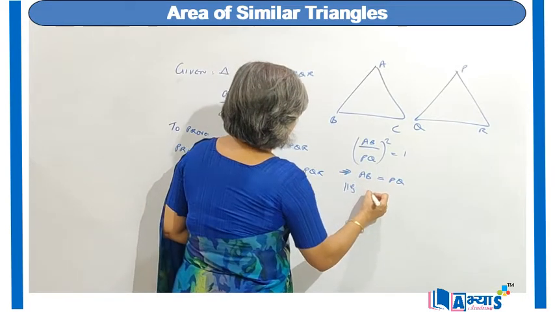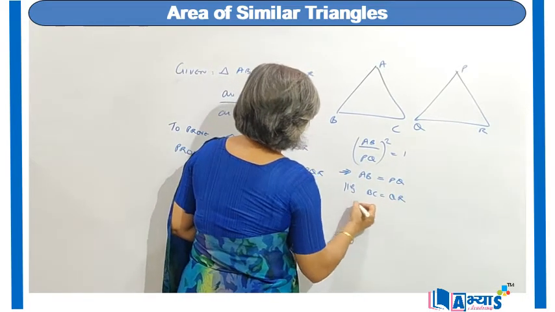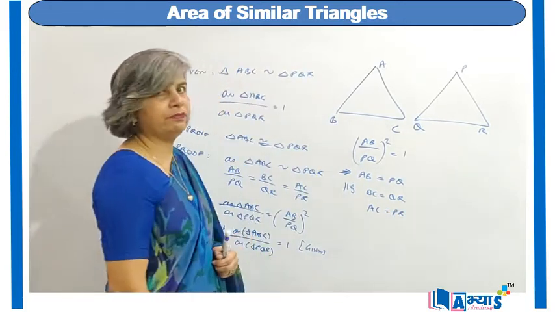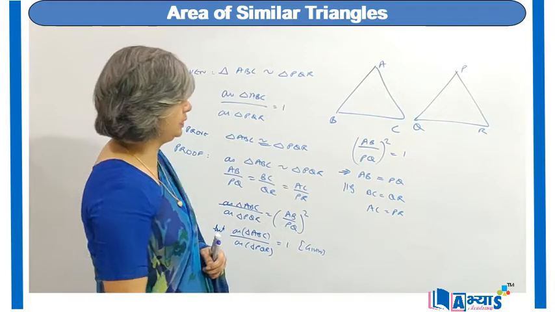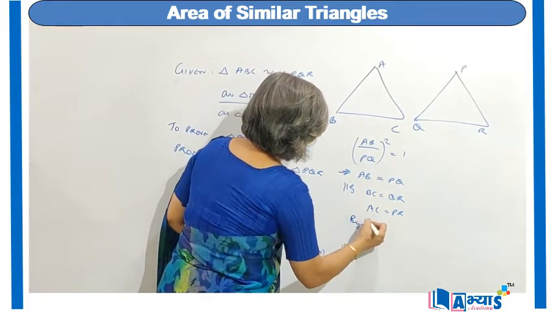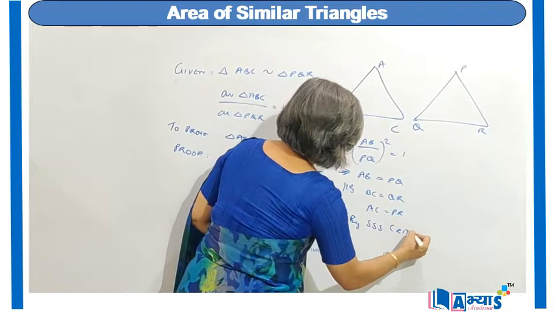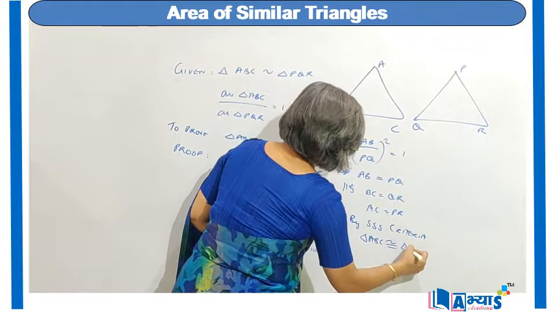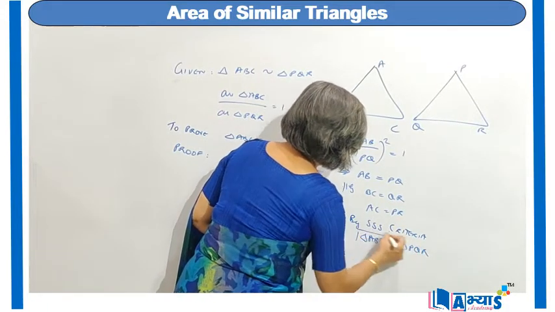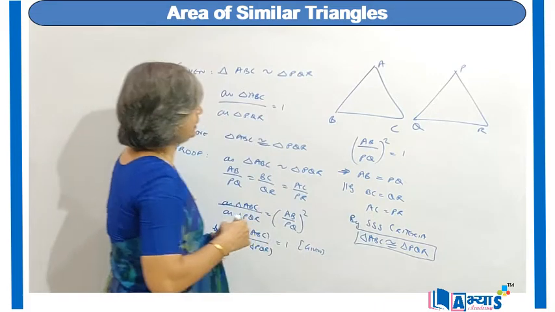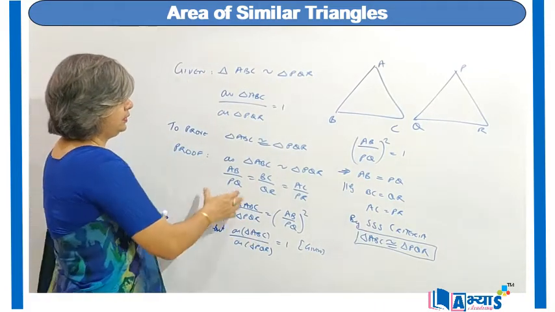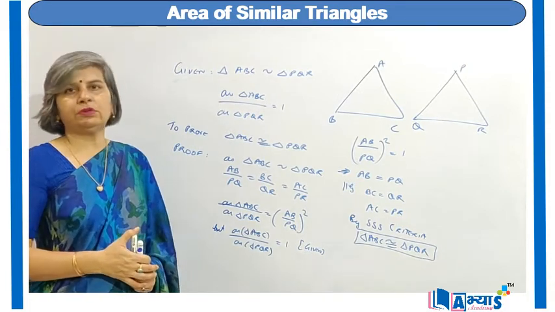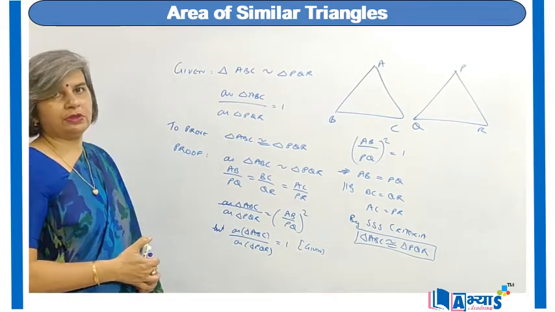Similarly, we can prove that BC is equal to QR and AC is equal to PR. Now the three sides of one triangle are equal to three sides of the other triangle. Therefore, by SSS criteria, triangle ABC is congruent to triangle PQR. So this is how we can apply the concept, because we were given that the ratio is equal to 1 and we know that the ratio of the area of two similar triangles is equal to the square of the ratio of their corresponding sides.